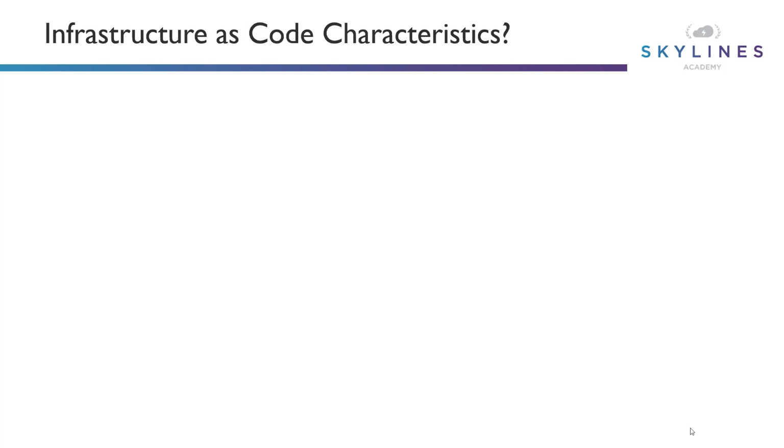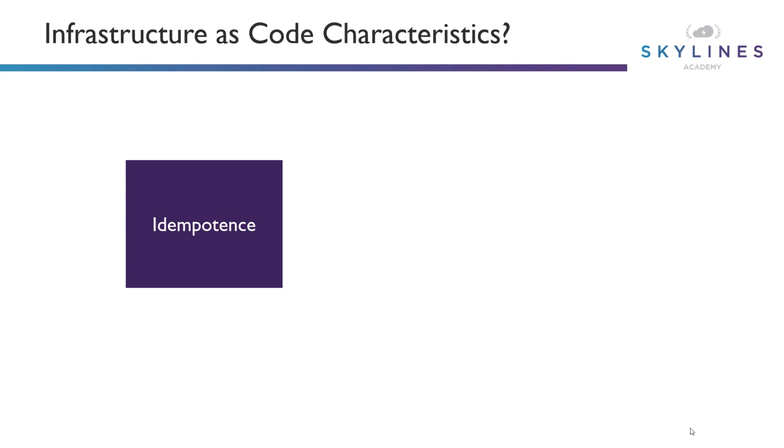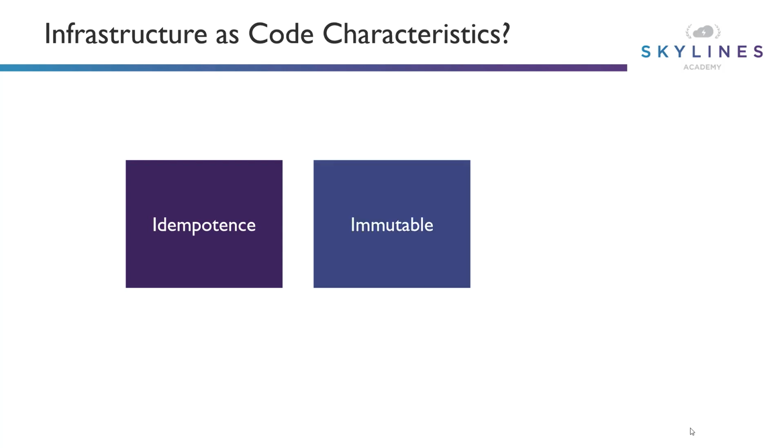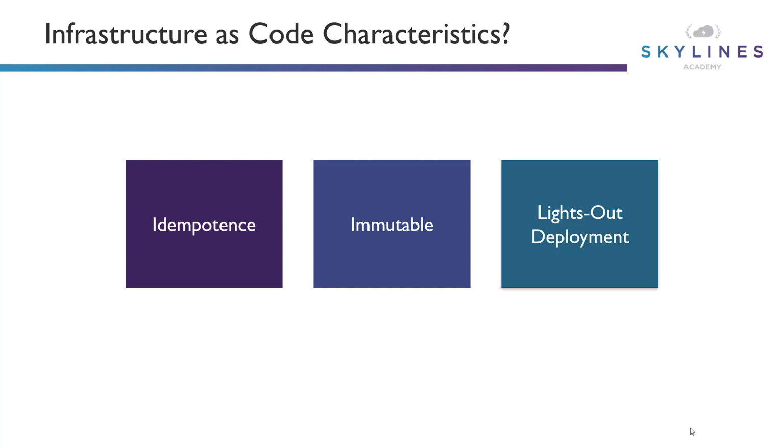Some of the important infrastructure as code characteristics are as follows. We have idempotence, which means you'll always get the same end result, no matter how many times you run that deployment. We have the concept of immutable, referring to the fact that you can run the same code over and over, even in different environments like test, dev, staging, and production, only requiring minimal changes. And last, we have lights out deployment, referring to the automation part of the entire process.